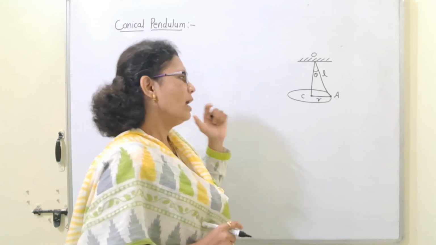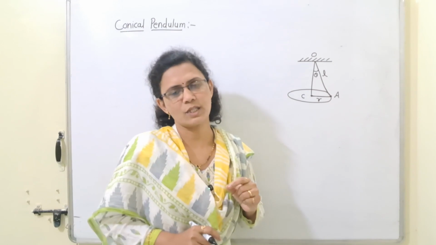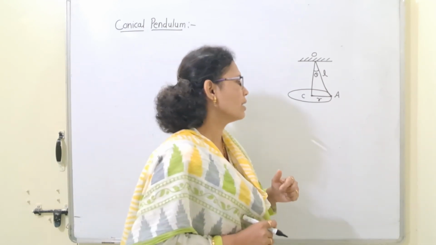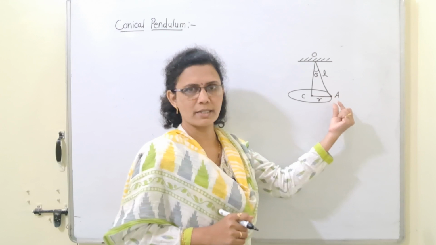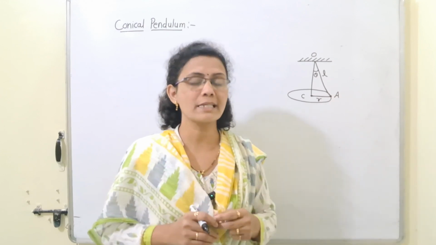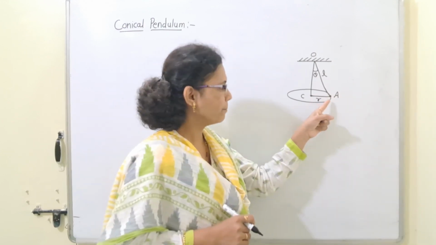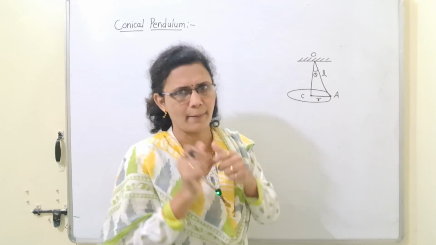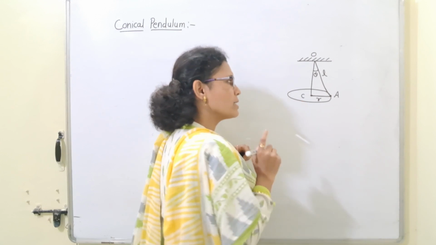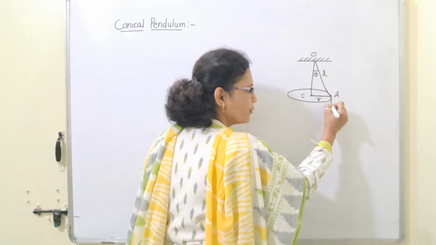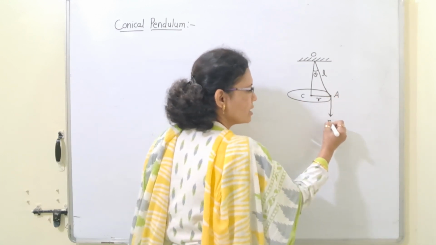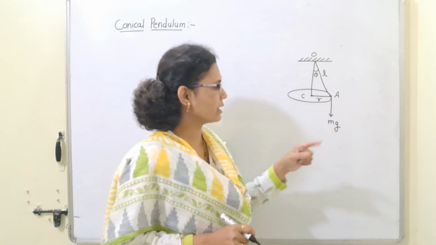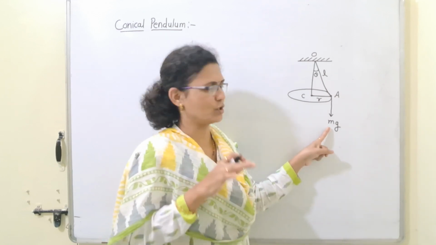Now, to derive the expression for the time period of the conical pendulum, I have to consider the FBD for this point mass, meaning all the forces acting on the bob, which has some mass m. Now, what are the forces? One force which always acts in the downward direction is the weight force mg.